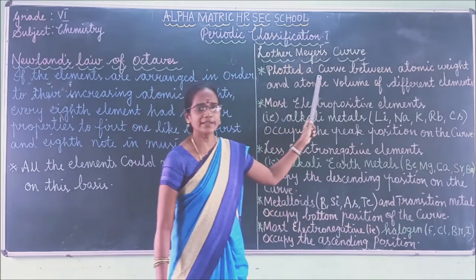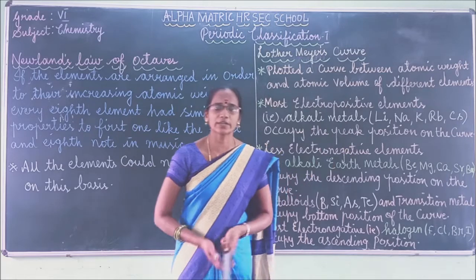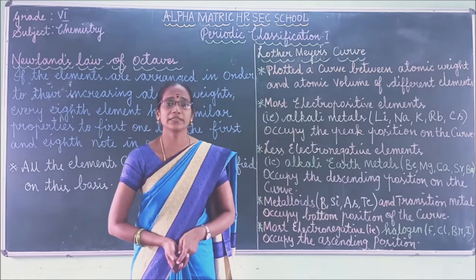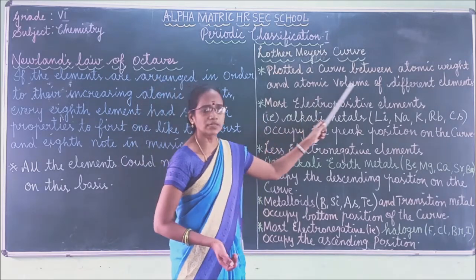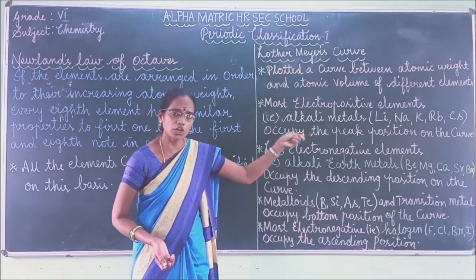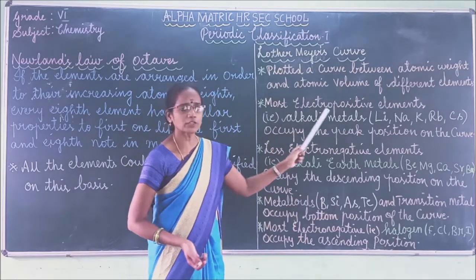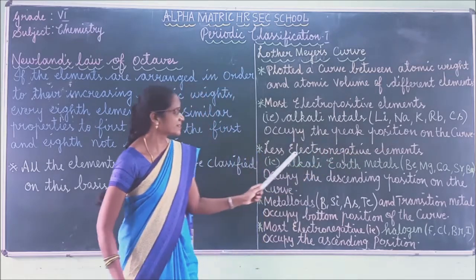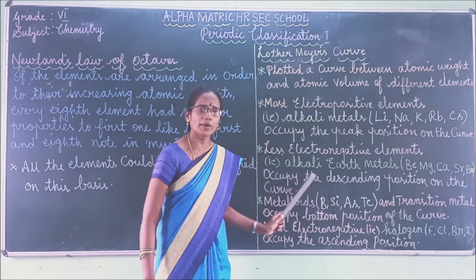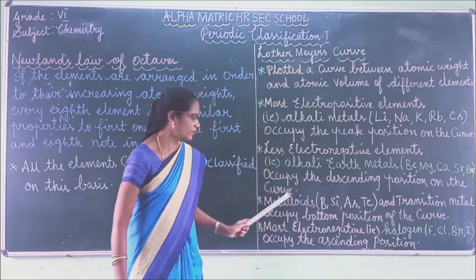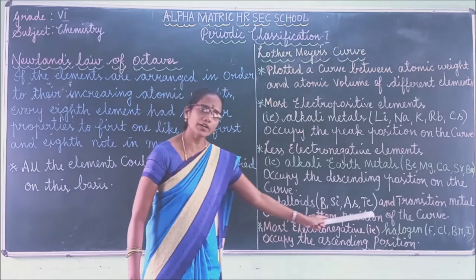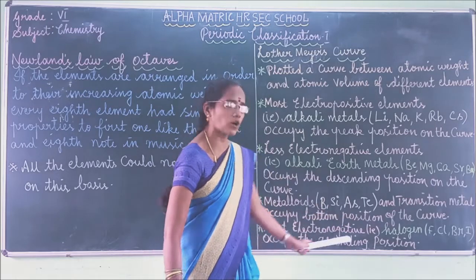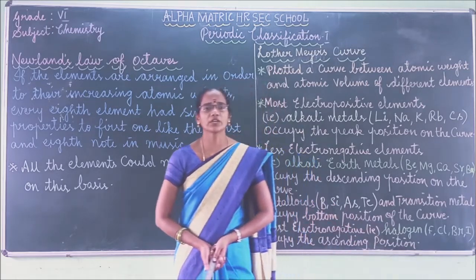So, Lothar Meyer, he was a German physicist. He plotted a curve and he studied the physical properties of the elements in the periodic table. He plotted a curve between atomic weight and atomic volume of different elements. Most electropositive elements occupied the peak position on the curve, whereas less electronegative elements occupy the descending position on the curve, and the metalloids occupy the bottom position of the curve, whereas most electronegative elements, that is halogens, occupy the ascending position of the curve.